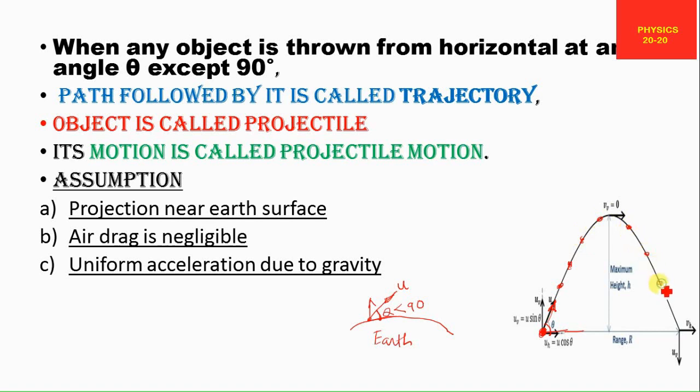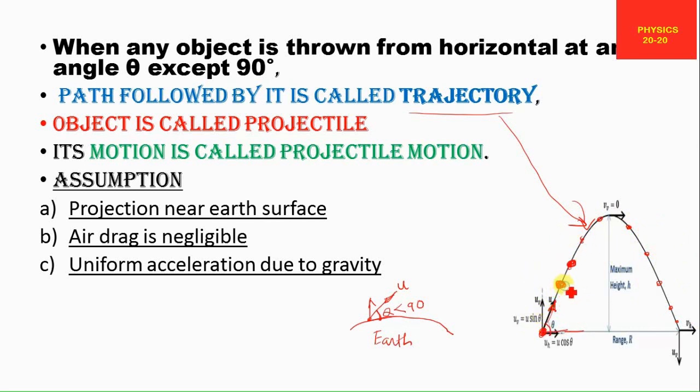and at every point it describes a certain path. That particular path is called the trajectory. This one is the trajectory. And the object itself is called the projectile. This object itself is called the projectile, and the motion is said to be projectile motion.